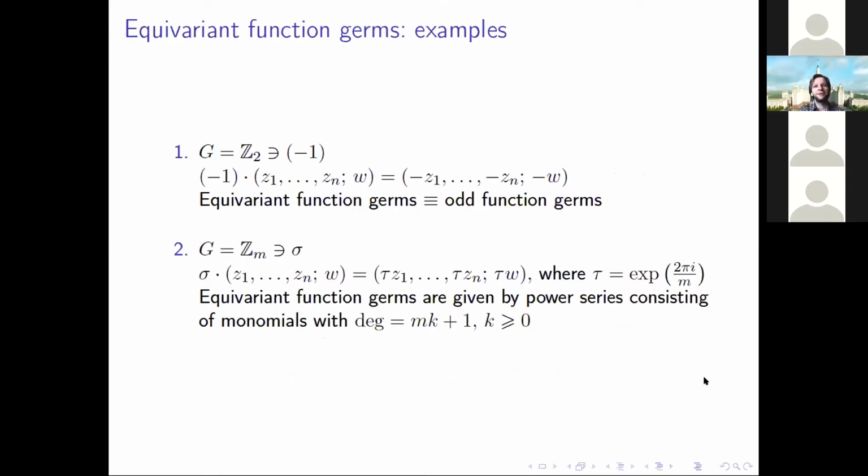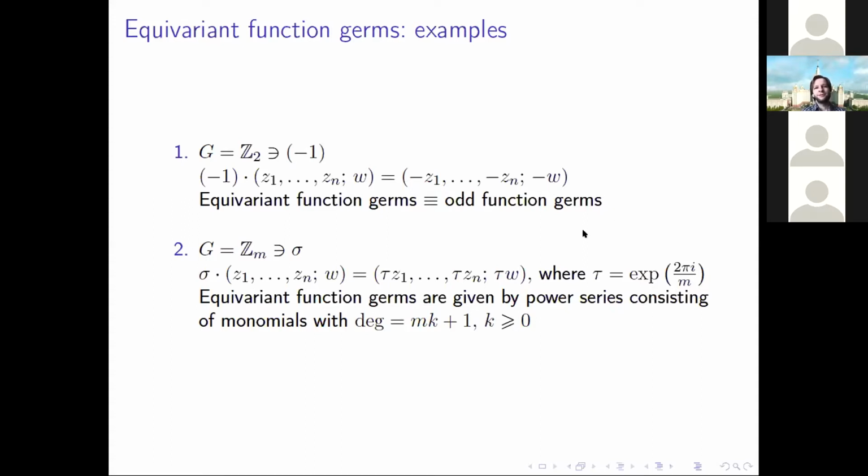Okay, so here are two very simple examples. First of all, if we have the group of two elements and its generator multiplies all coordinates on the preimage and on the image by -1, then equivariant function germs are precisely odd function germs. And for example, if we had plus here instead of minus, then we would get even function germs. So invariant function germs would be even function germs.